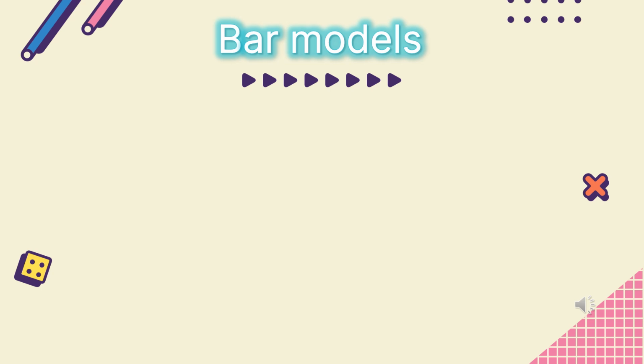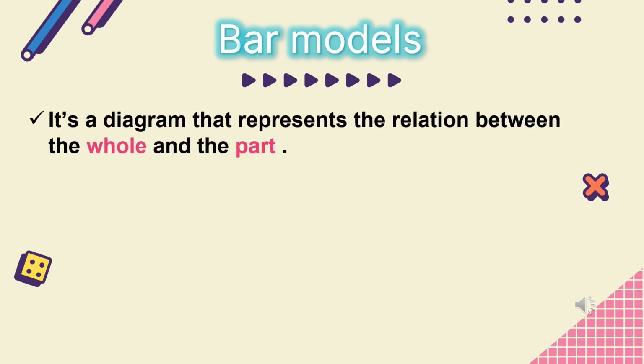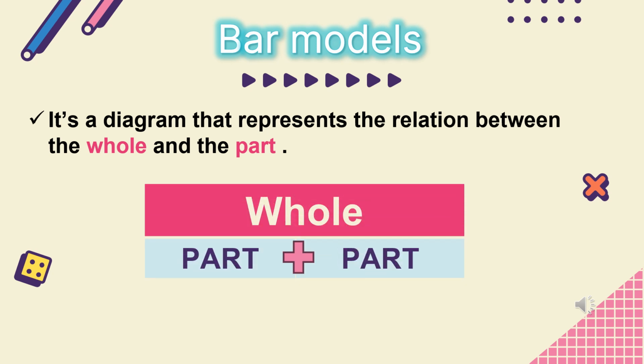Bar models. What's meant by bar models? It's a diagram that represents the relation between the whole and the parts. Diagram means like a rectangle, and this rectangle is divided into two equal parts, up and down. Then the second part, we divide it into two smaller parts, two smaller rectangles. So the first part is for the whole, and the two smaller rectangles down are for the bottom part. So we call it whole, part, part.